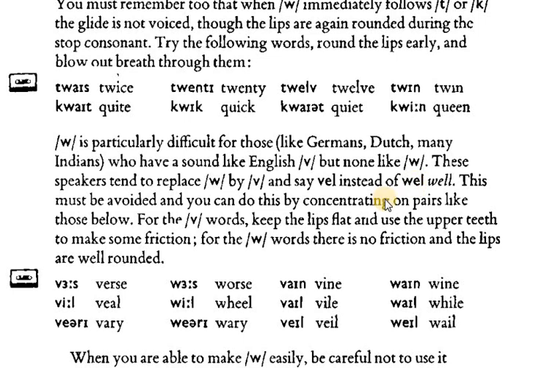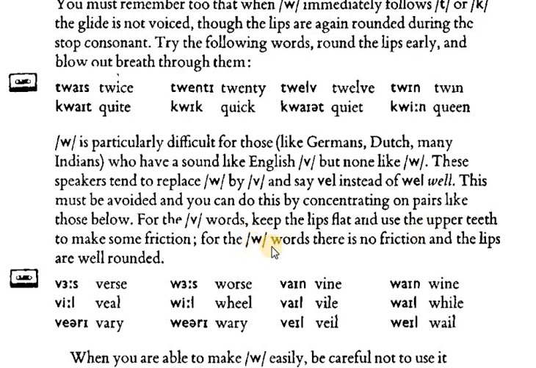We must avoid replacing w by v and saying "vell" instead of "well". This is not acceptable. How can I avoid this? By practicing or concentrating on pairs like those below. For the v words, keep the lips flat and use the upper teeth to make some friction. This is how we produce v: v is produced by the upper teeth against the lower lip.